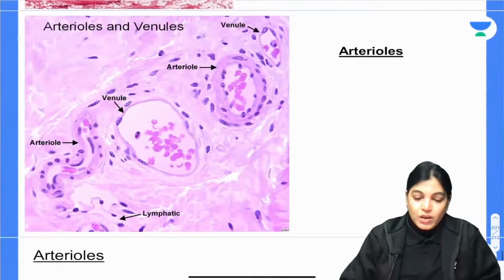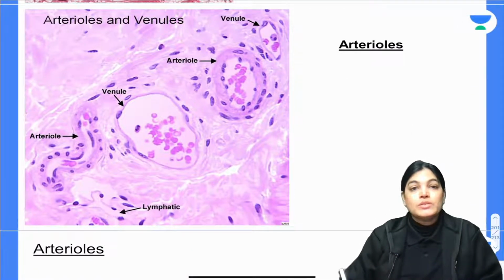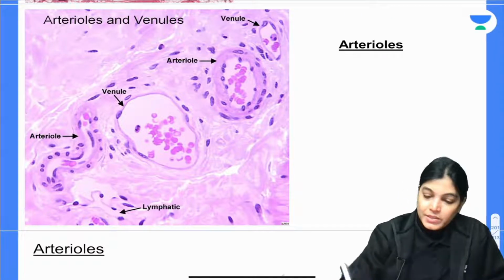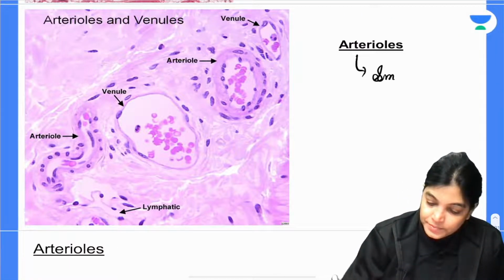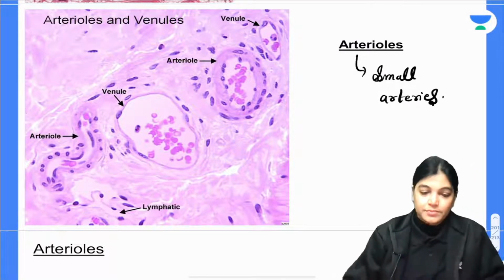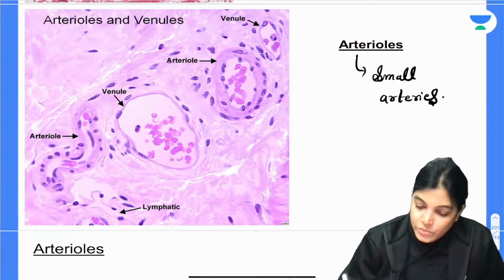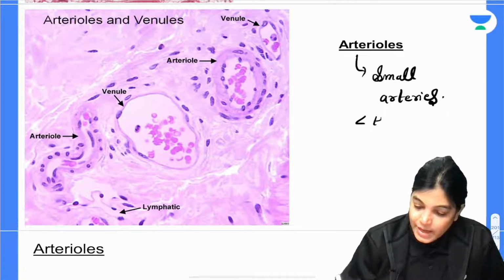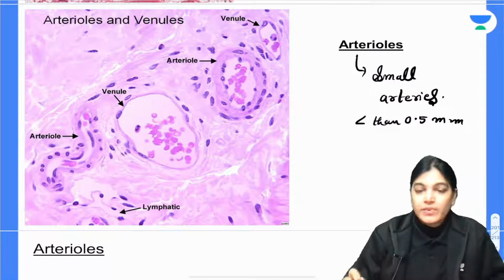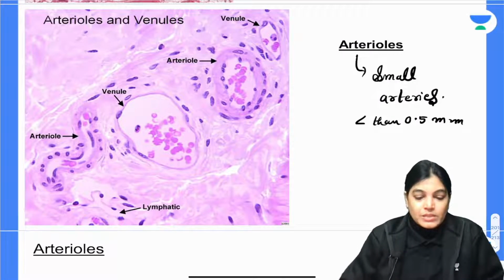Now let's talk about the next, arterioles and venules. What do you mean by arterioles? Arterioles means small arteries. If we talk about lumen size, the approximate lumen is less than 0.5 millimeter. So very small lumen sized arteries are called arterioles.